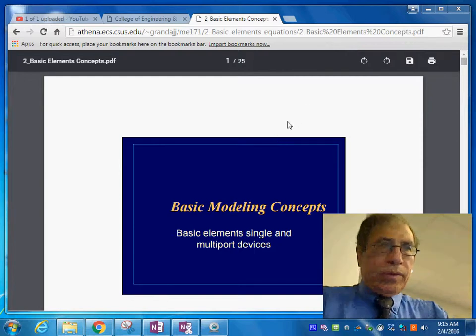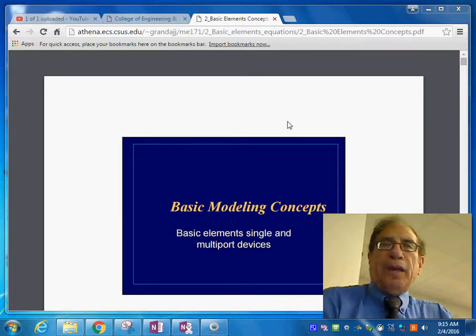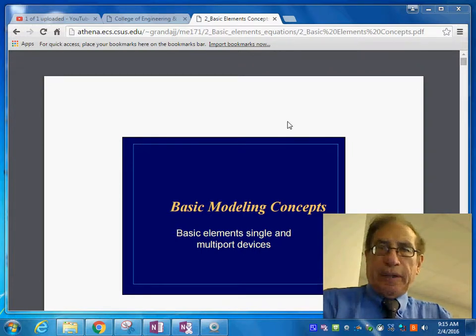Today we're going to review some very basic modeling concepts, and the objective is to talk a little bit about the bond graph technology as well as the block diagram. How do we actually go and write differential equations on systems from scratch, and how do we actually initiate those models? So that's the topic of today's lecture.